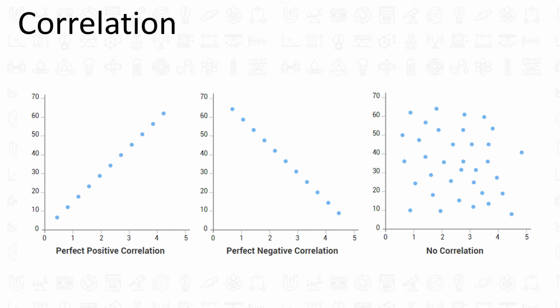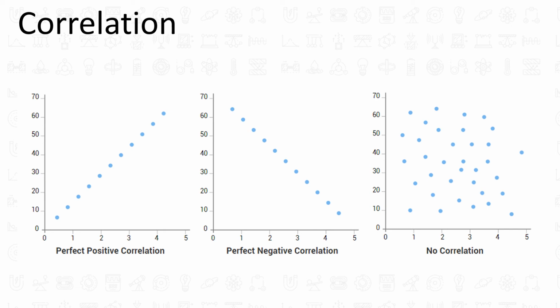On the left, we have a perfect positive correlation. It's perfectly positive because it's in a straight line, so that's what makes it perfect. It's positive because the line is actually going upwards from left to right. The middle picture shows a perfect negative correlation, which is, again, perfect because it's a straight line. It's negative correlation because it's a downward slope.